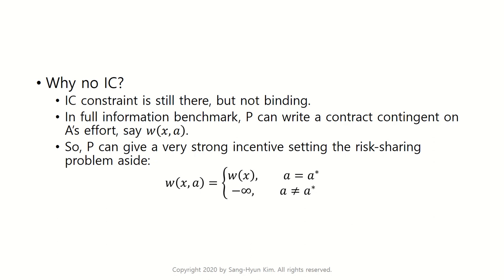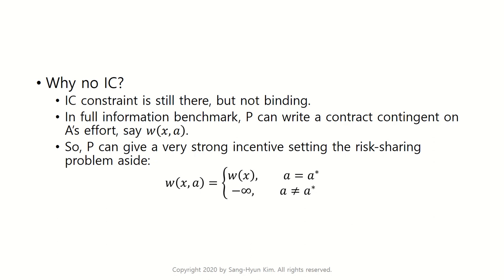Okay, the IC constraint is still there. Why? We still have to think about the incentive of the agent. Okay, so the IC constraint is still there, but it's not important. In other words, it's not binding. What that means is we can meet the IC constraint so easily. We can satisfy the IC constraint so easily, so we don't have to think about that.